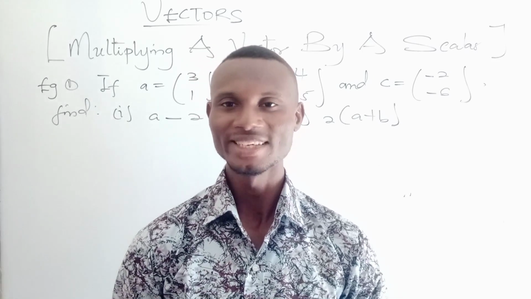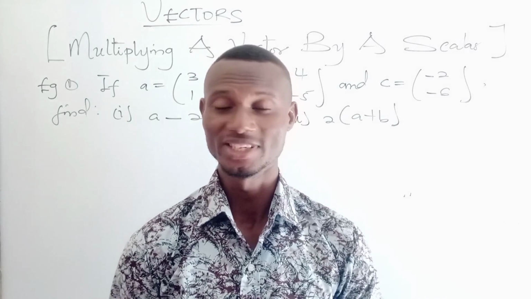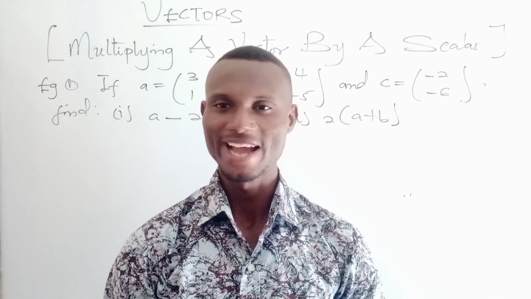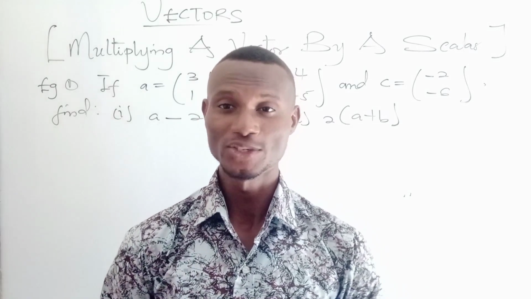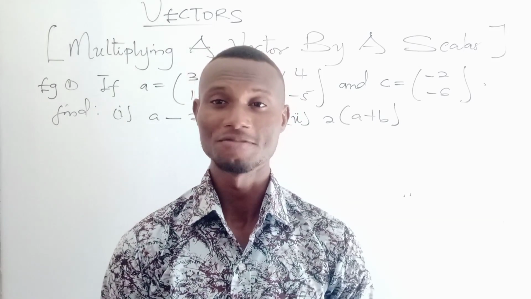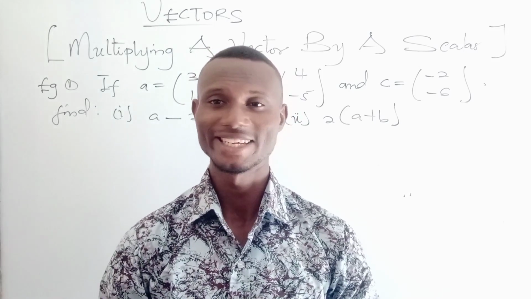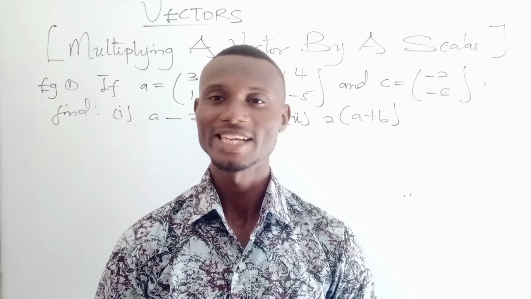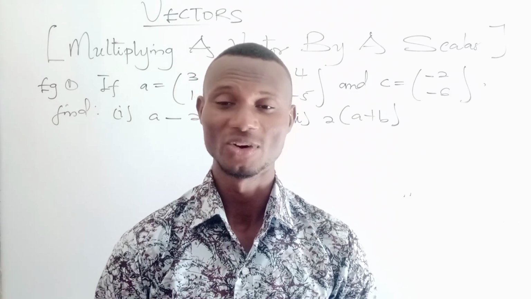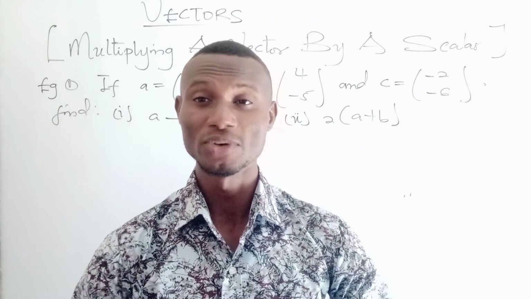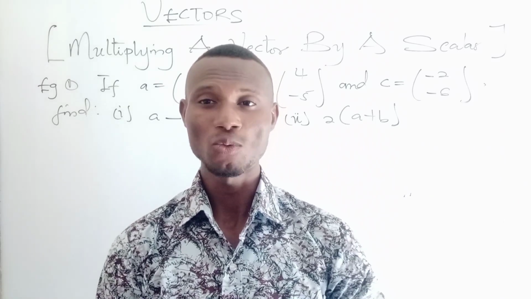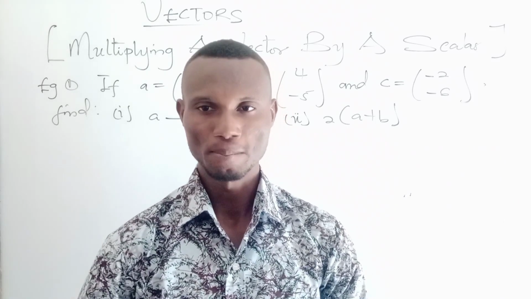Okay, so now let's go ahead and talk about what I want to teach you in this session, which is multiplying a vector by a scalar. I need to define what a scalar is to you. In simple terms, a scalar is any quantity which has only magnitude. I'm going to repeat it one more time: in simple terms, a scalar is any quantity which has only magnitude.